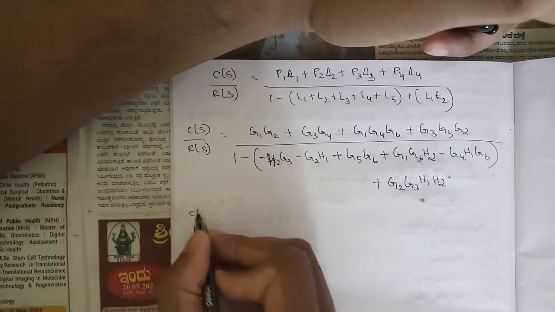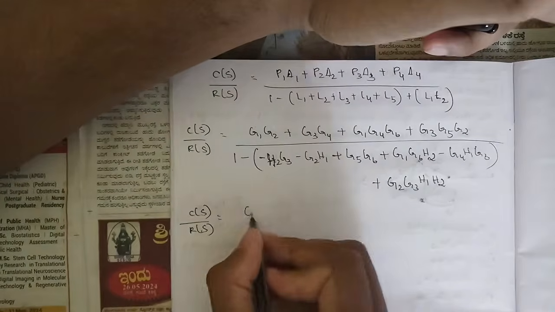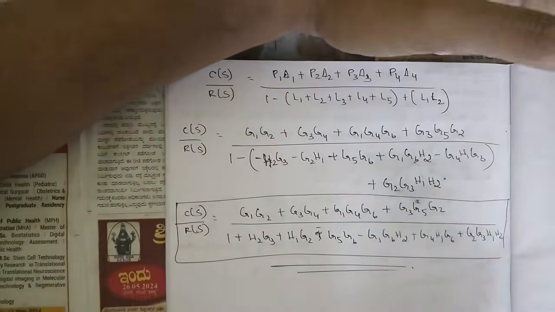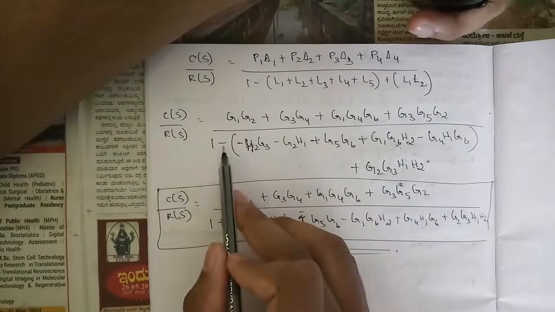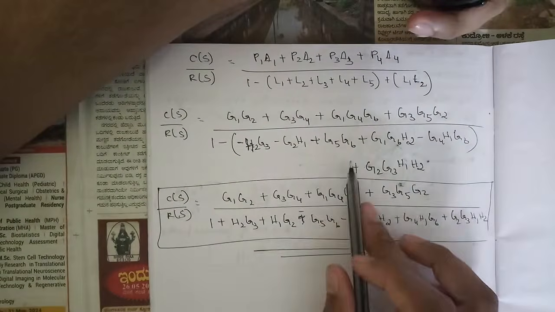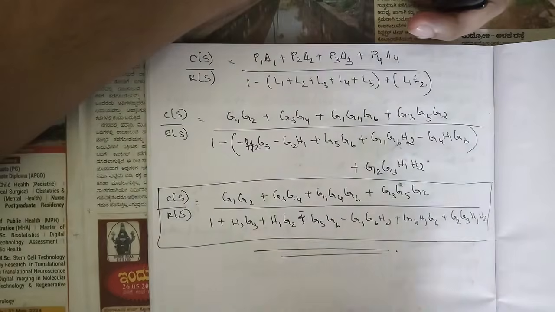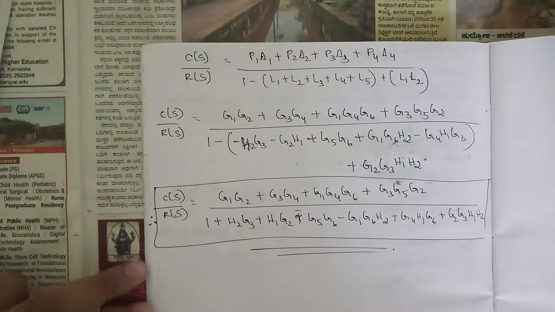So now again simplify this and get the final answer. So this is your final answer. Nothing much I've done, I've just multiplied the minus term to all these terms here in the bracket and again written this as the final answer. So this is your required transfer function C of S by R of S using Mason's chain formula.